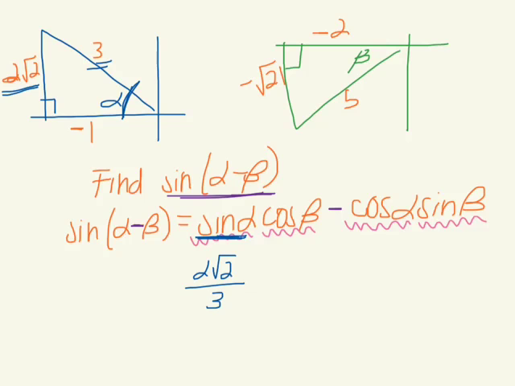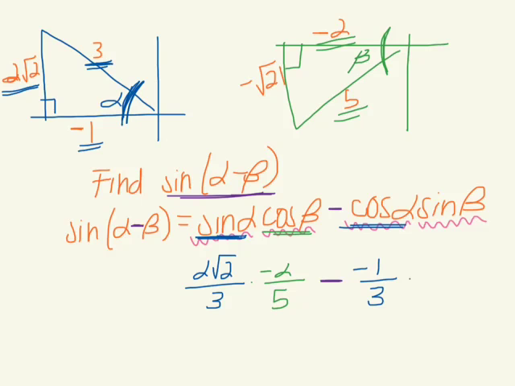Cosine beta. Now beta, we're going and looking at the green triangle. Cosine is adjacent, so -2 over hypotenuse, which is 5. We're going to subtract eventually. Next we want to find cosine of alpha. So again, now we're going to go back to this alpha triangle and write the cosine ratio. So adjacent, -1 over hypotenuse, 3, times, and then the last one, sine of beta.